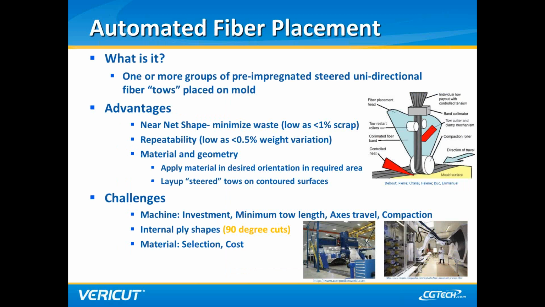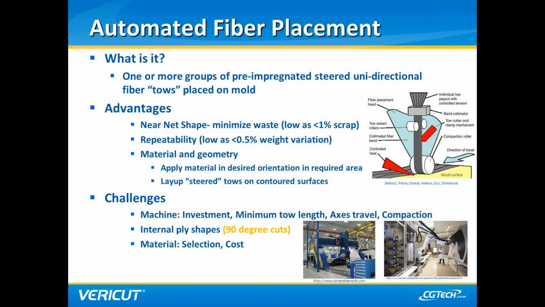So looking at automated fiber placement, what is it? Well, automated fiber placement, as we talked about, is an automated composites manufacturing process in which either individual or groups, you could have 1 up to typically 16 or 32 strips of pre-impregnated unidirectional tape, which can be steered or placed onto a mold.